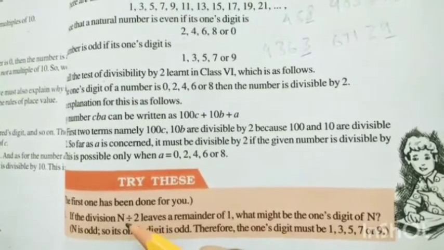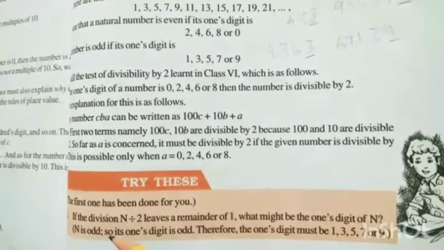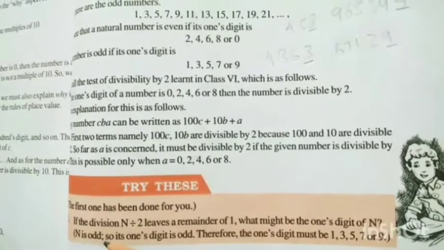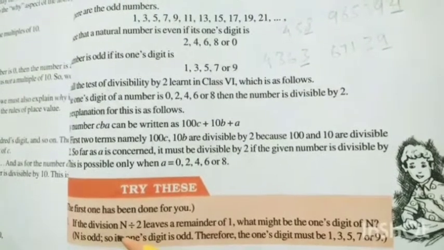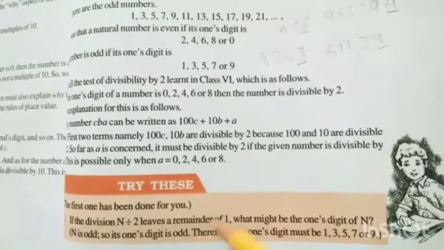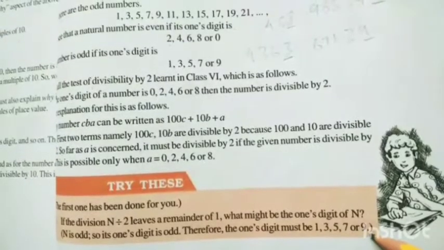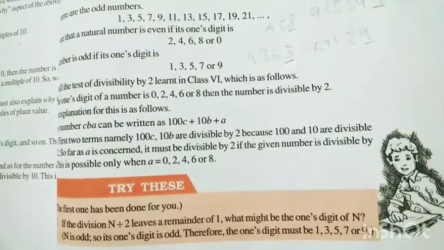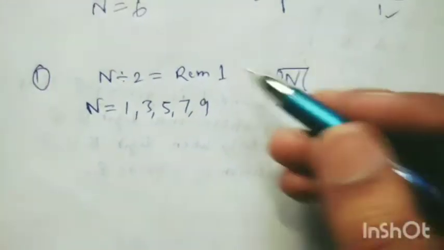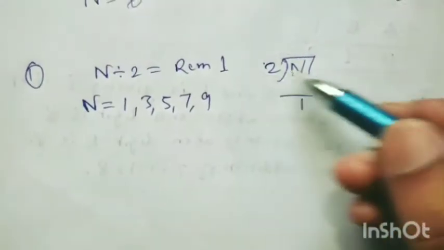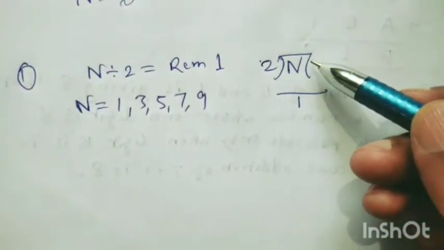In this way you have to analyze. Okay, so n is an odd number definitely. So if it is an odd number, then what are the possible numbers? The possible numbers are 1, 3, 5, 7 or 9. Understood? In this way you have to analyze. Here you can see n divided by 2 and the remainder is 1. So 2, what you divide?